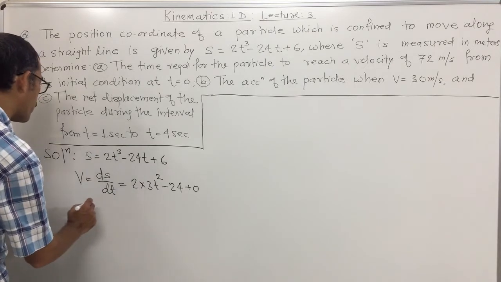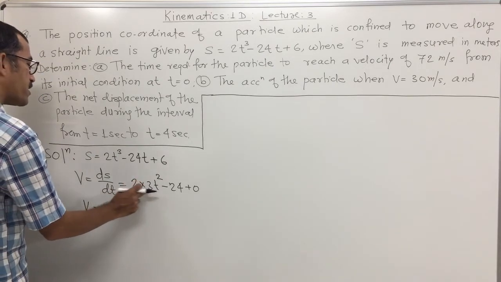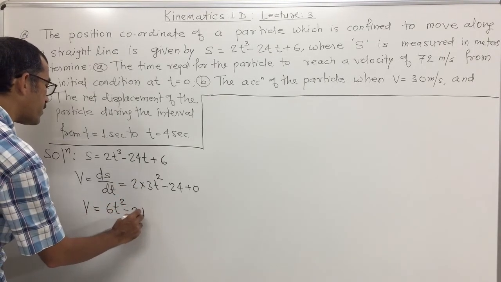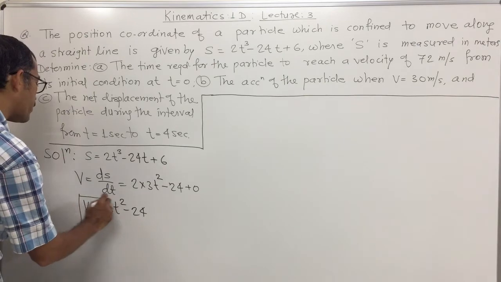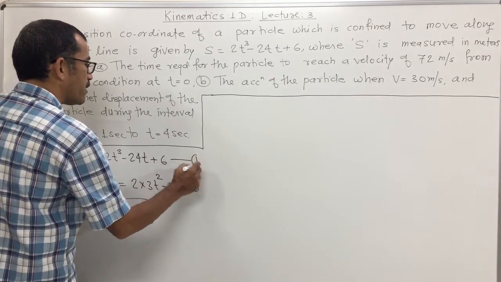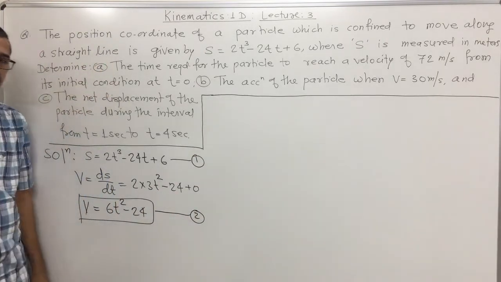So from this, what will we get? v = 6t² − 24. This is the equation of velocity. I will give some numbers: this is equation 1, and this is equation number 2. That means the equation of velocity is ready.